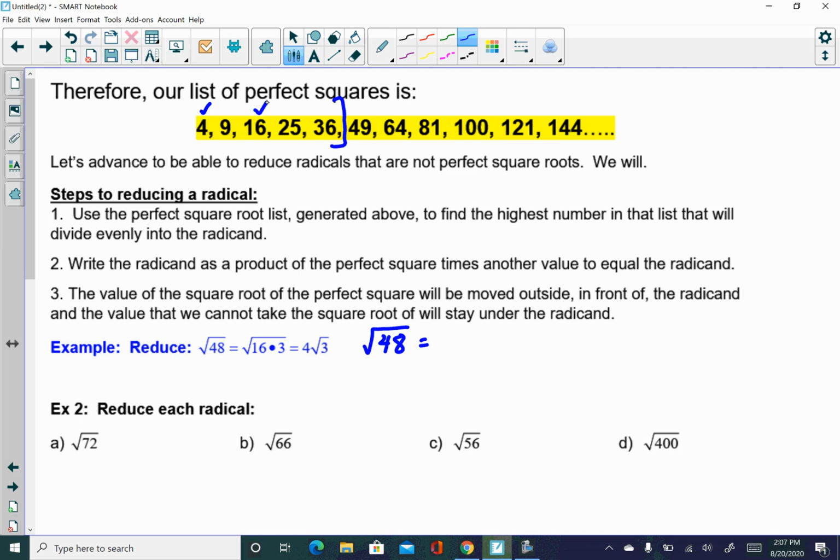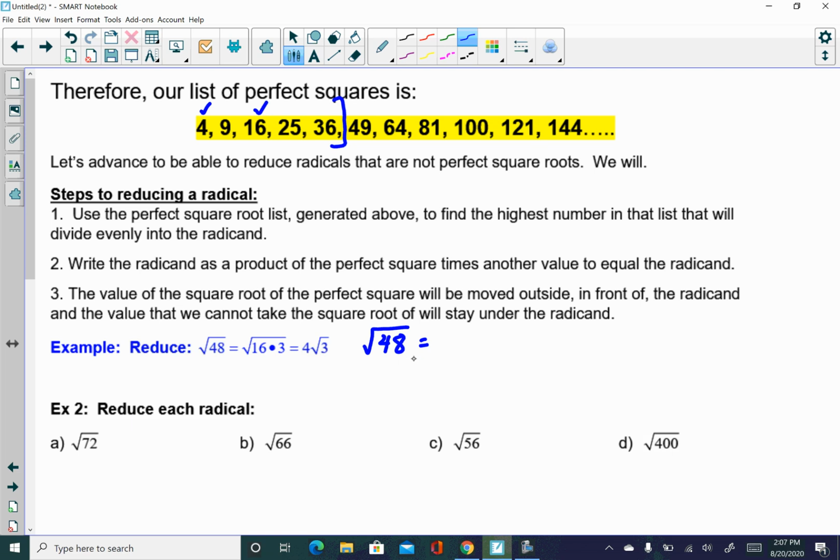16 will also go into 48. So I'm actually going to show it with the highest one first. I'm going to show this problem 2 ways, but I'm going to show it with the highest one first so you can see how you can get there in one step. But I will also show it in case you ever don't pick the highest number. Just want to make sure you know when to stop, okay?